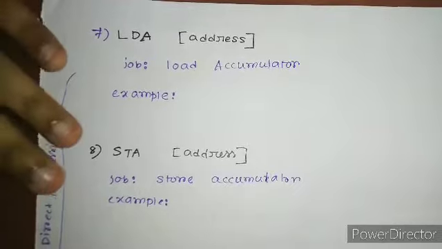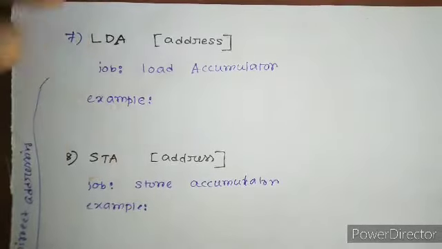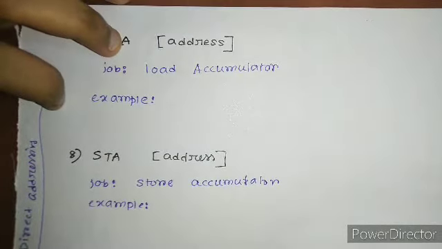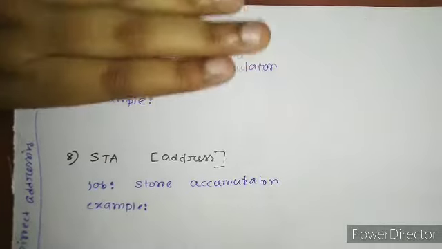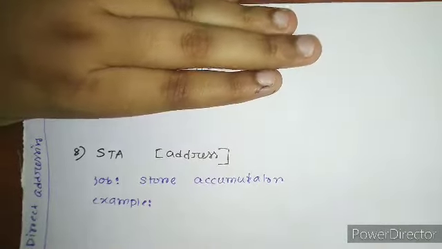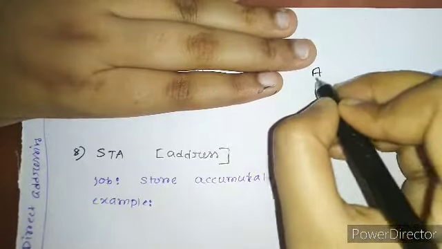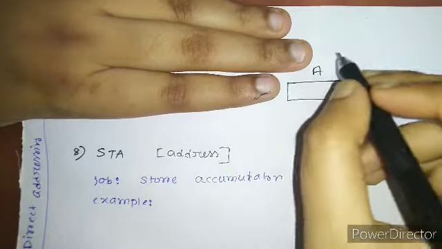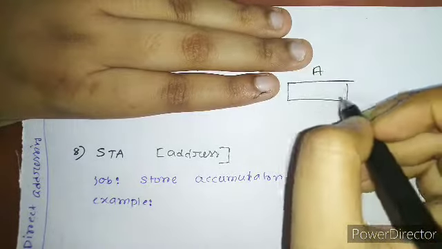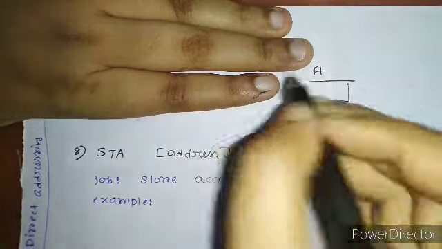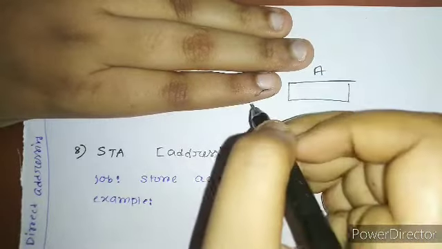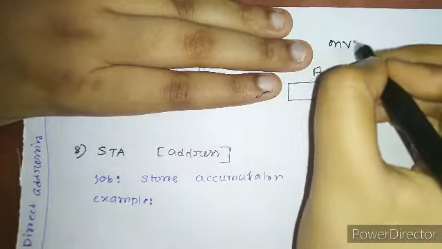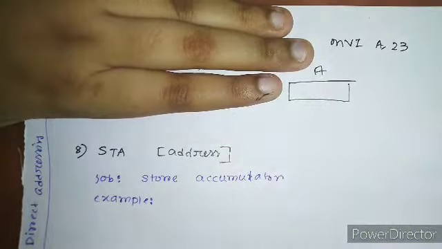The seventh instruction is LDA. First, understand what the name means. LDA is load accumulator, LD is load. Now, load accumulator means that we have to put something in A. A is the accumulator, which means it's an 8-bit register. So whatever you do, A will get the data. Now, if I had to put some data in A, I can easily write MVI A comma 23, isn't it?